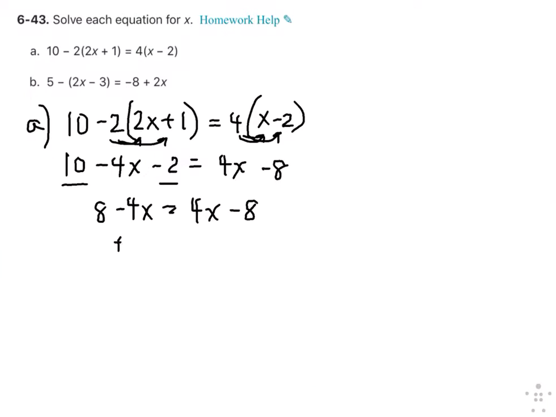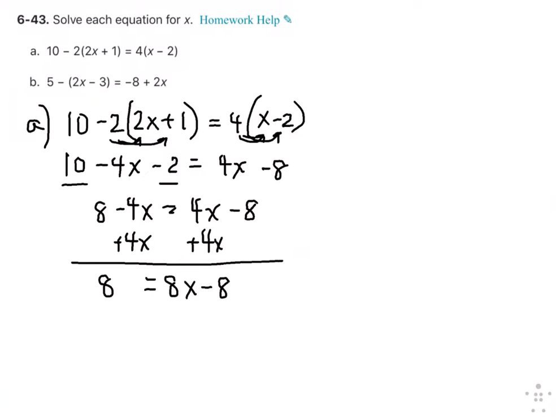I'll add 4x to both sides. Add 4x. And I get 8, these cancel, equals 8x minus 8. I'll add 8 to both sides. A lot of 8's here. That's a lucky number, right? All right, 16 equals 8x.